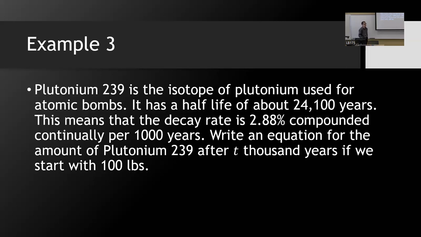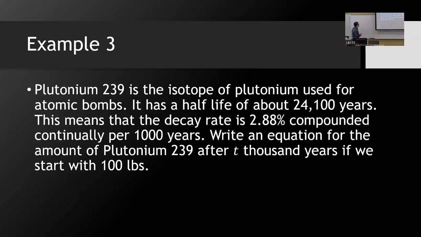Notice that our time frame here is per 1,000 years rather than per year. Everybody got that? So a T of 2 means 2,000. T of 5 means 5,000. Write an equation for the amount of plutonium-239 after T thousand years if you start with 100 pounds.